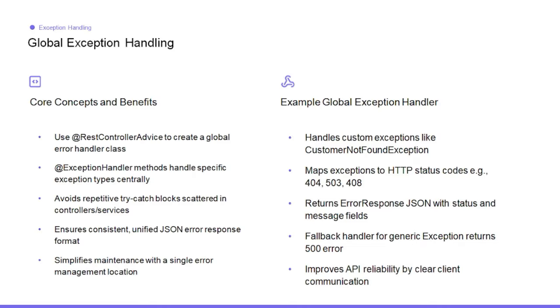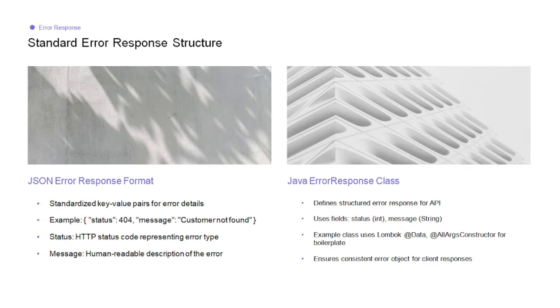If it is a success, then you will be sending the result; if it is a different error, you will be sending different HTTP codes and error messages. Fallback handler: for example, if due to some reason a general exception comes, you can show service unavailable or unable to handle exception, whatever you want to show. This improves API reliability through clear client communication.